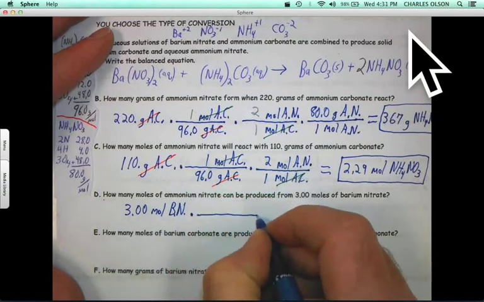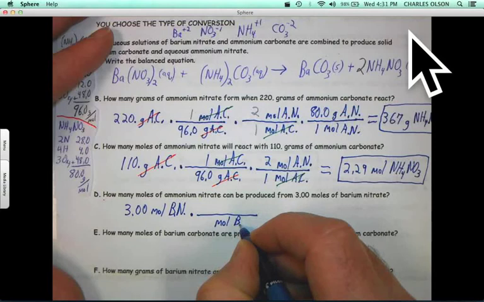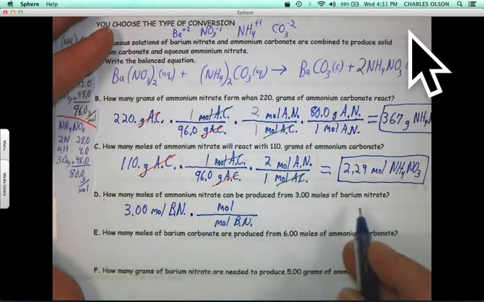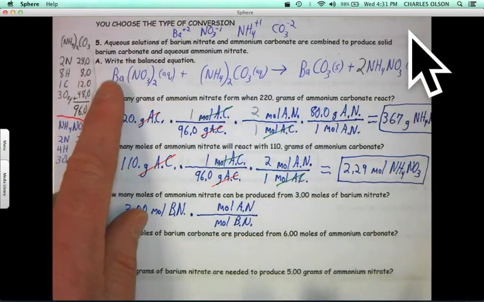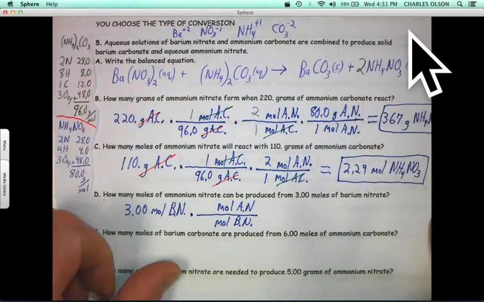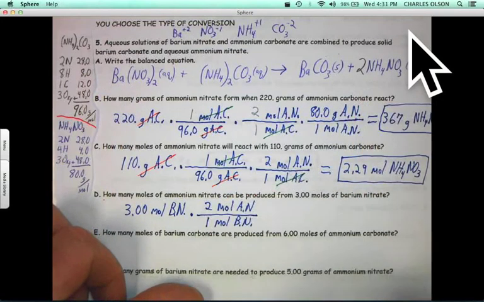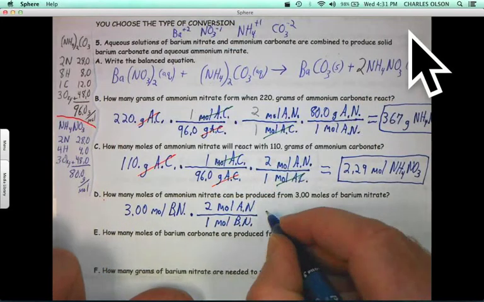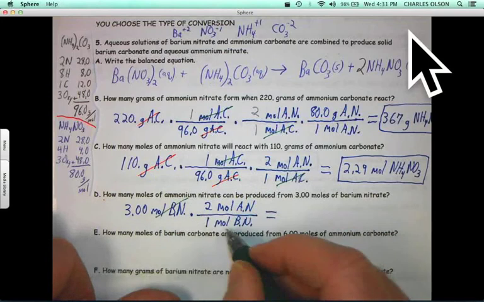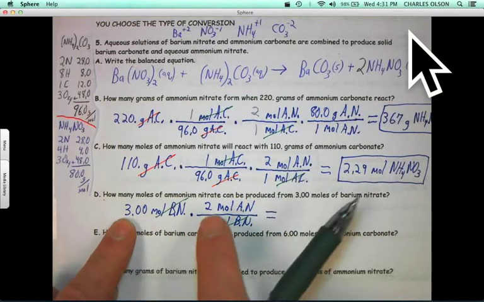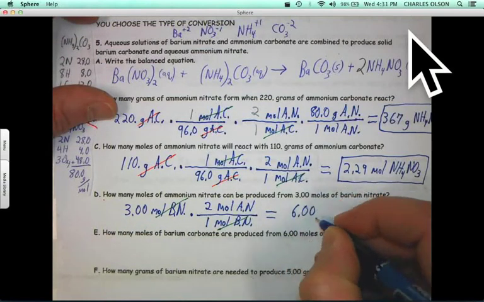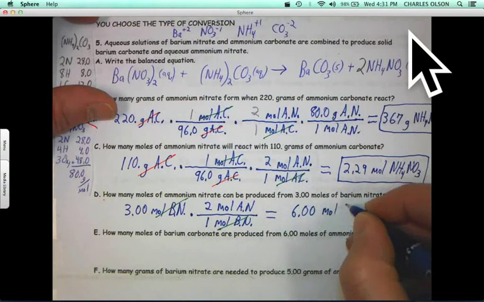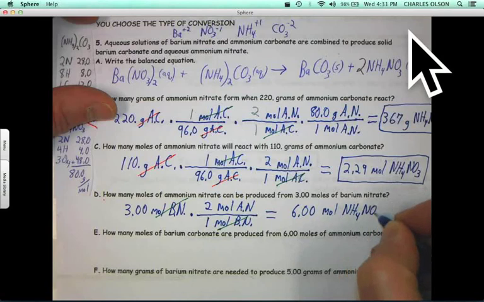Our conversion factor takes us out of moles of barium nitrate into moles of what we want, which is ammonium nitrate. And we look at the coefficients. 1 mole of barium nitrate gives us 2 moles of ammonium nitrate. So that's a 1 and a 2. And that's the units we want for our answer. So we put an equal sign, our units cancel, and we do the math. 3.00 times 2, conversion factors don't affect sig figs, so we get our answer 6.00 moles of NH4NO3. And that is our answer.